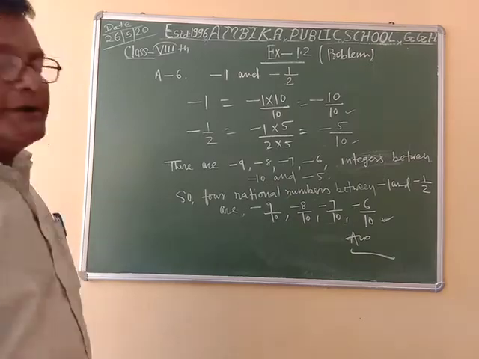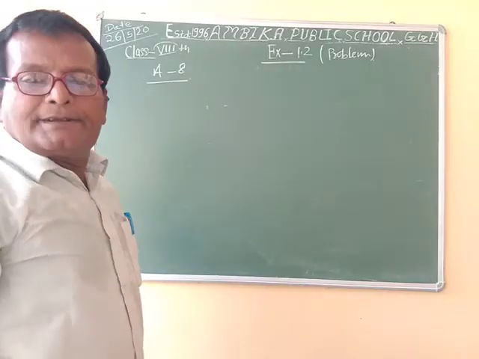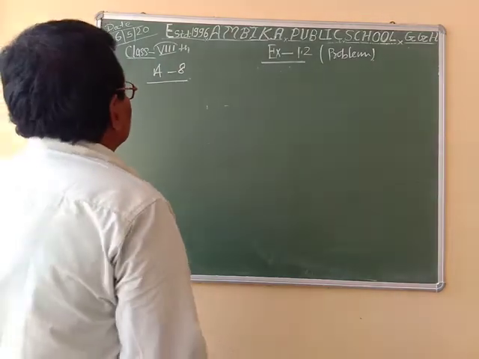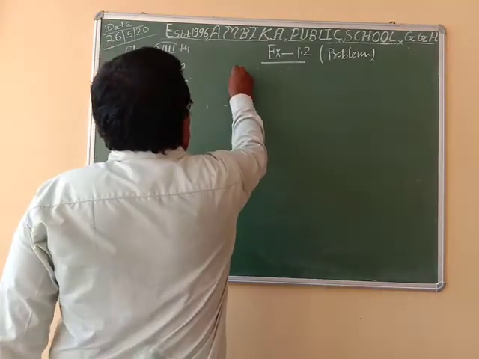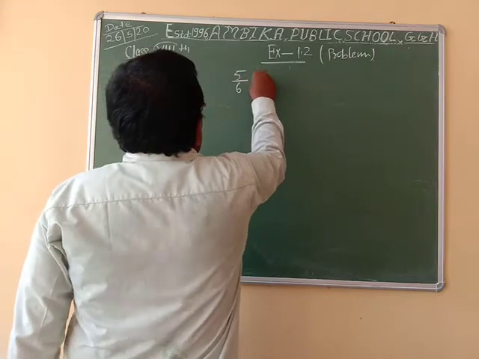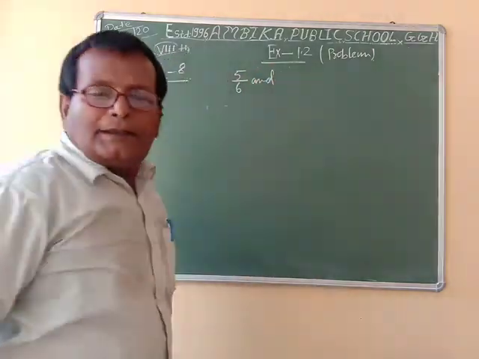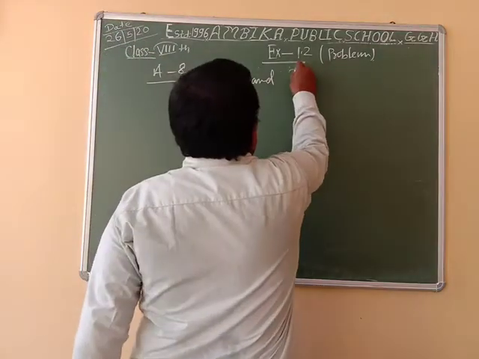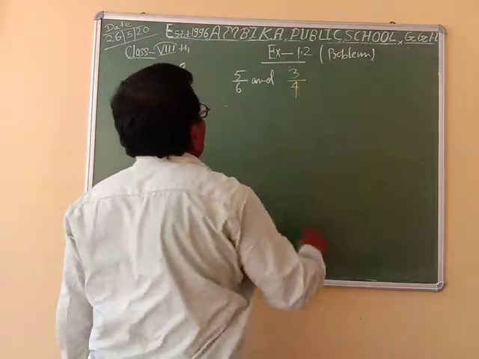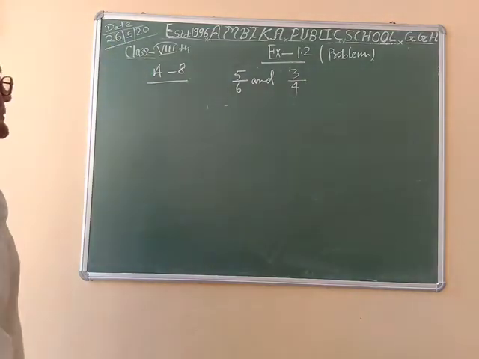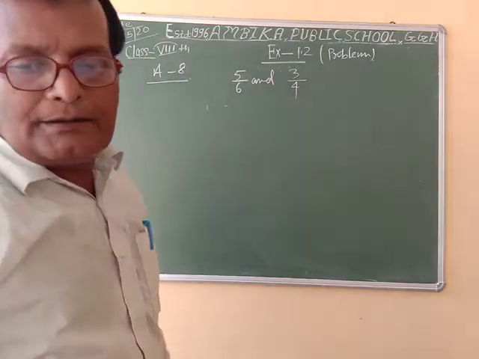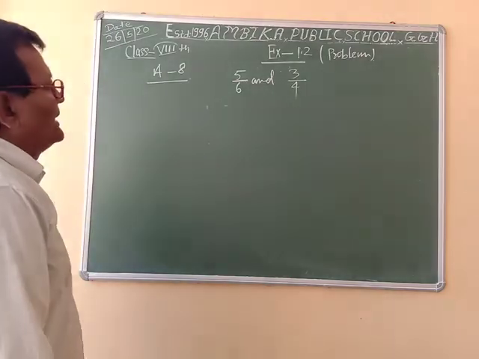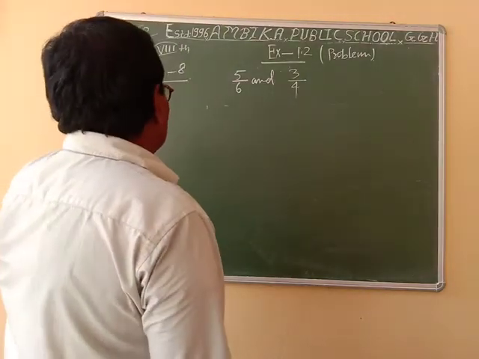Now I am going to find six rational numbers between 5 by 6 and 3 by 4. We have to find six rational numbers between 5 by 6 and 3 by 4.